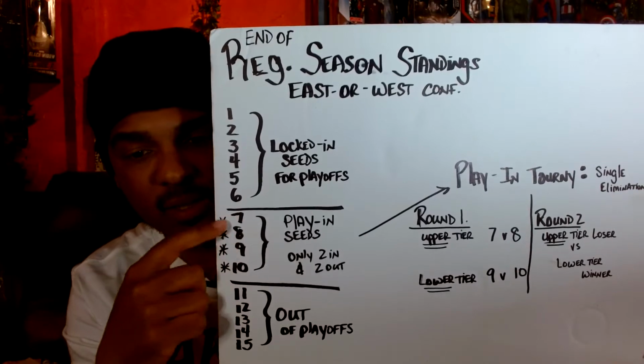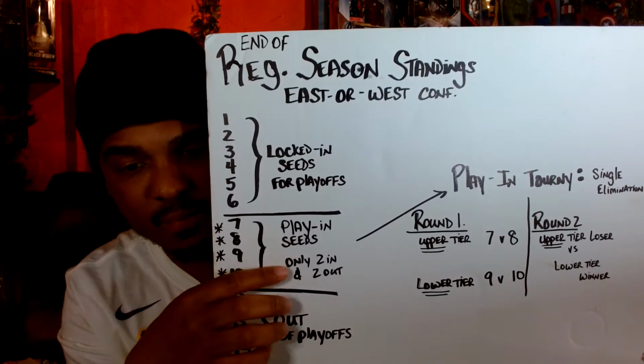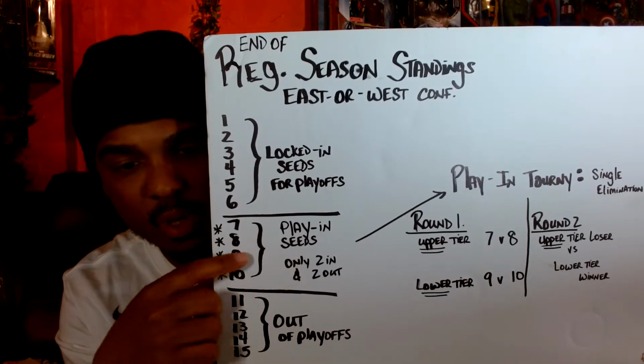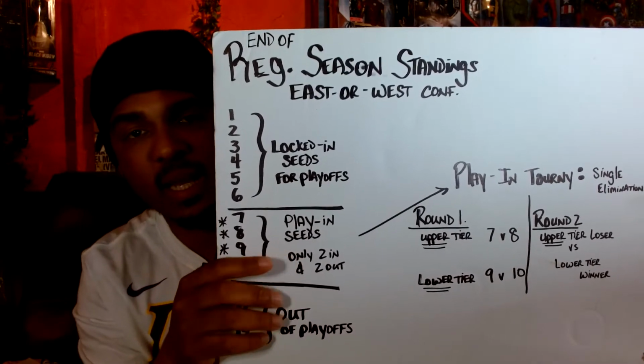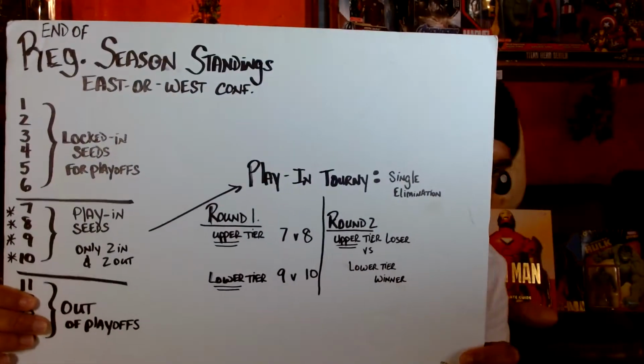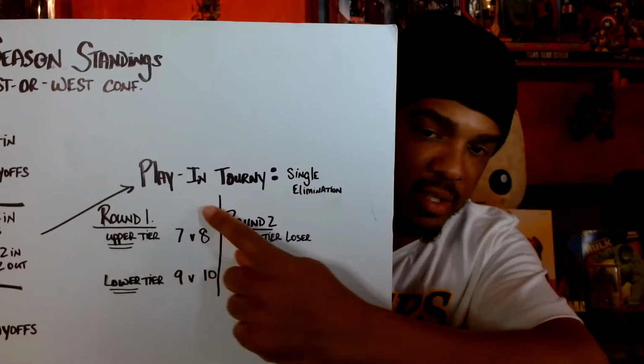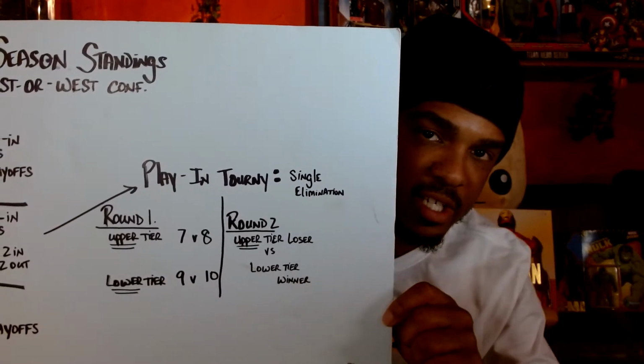So let's go back here to the middle. Everything here with the asterisk, 7th through 10th, is the play-in seeding. This is where the play-in tournament starts. And then this is where it gets a little tricky for some people to understand, so I try to explain it here. Let me switch sides. So we're talking play-in tournament right here. The play-in tournament is single elimination games.